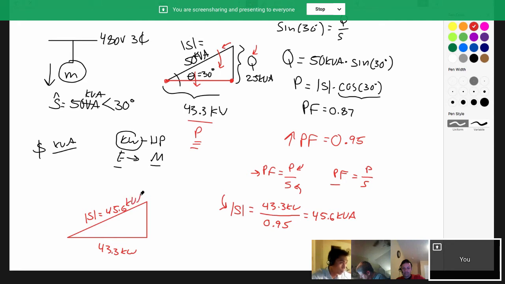Right? We held P constant and we brought this in. So we went from 50 kVA up here down to 45.6, which is a lot closer to the 43.3 for P. Does everyone see that? Now, another thing I'd like, someone tell me what angle is our apparent power when we're operating at this desired power factor of 0.95. What's my angle?